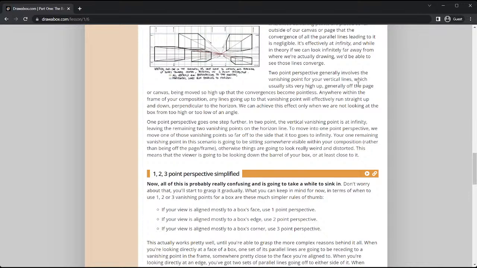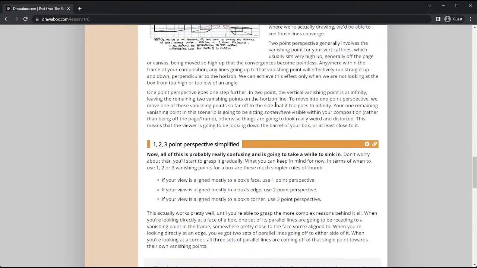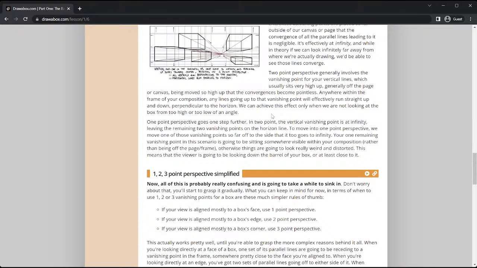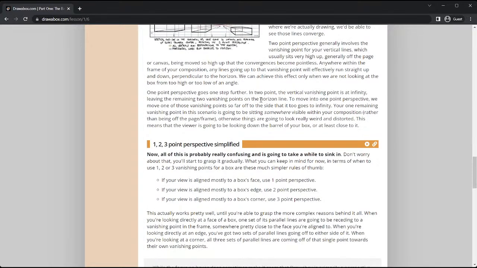So 2 point perspective generally involves the vanishing point for your vertical lines, which usually sits very high up, generally off the page or canvas, being moved so high up that the convergences become pointless anywhere within the frame of your composition. Any lines going up to that vanishing point will effectively run straight up and down and perpendicular to the horizon. We can achieve this effect only when we are not looking at the box from too high or too low of an angle. Actually, the way I got my head around this was going and looking at a building. If you look at it straight on, you have a 2 point perspective, but as you look up, it turns into a 3 point perspective.